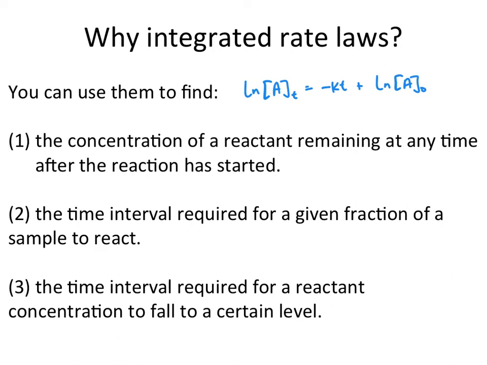We can also figure out the time required to have a specific fraction of a reactant remaining in the sample. Okay, and we can also figure out the time interval required for a reactant concentration to fall to a certain level. Okay, so if we know our values here, we can figure out how much time that's going to take. So this first order integrated rate law has a lot of information because it has both a time and concentration component that we can manipulate and obtain information from.